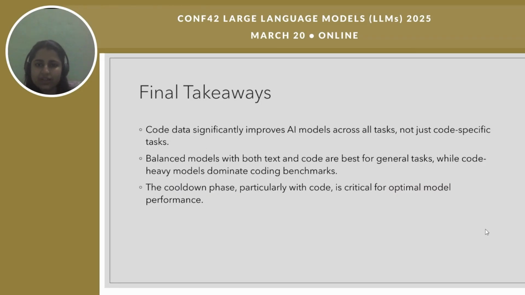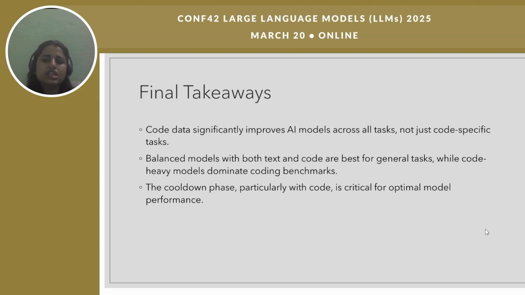So the final takeaways from my side would be: code data significantly improves AI models across all tasks, not just code-specific ones. A very common example would be ChatGPT. ChatGPT is heavily used by programmers as well as the general audience, but it was not intended to support code-related tasks. It was a general model to be used by the general public.